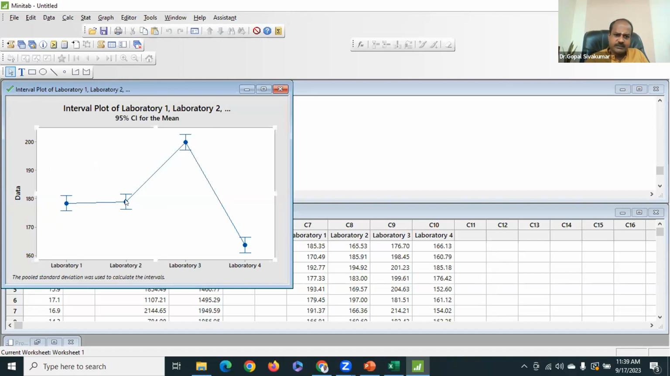Here the value is 178.9. Here 178.3. There is a difference mathematically, but there is no difference statistically. Do you understand now? Mathematically, there is a difference, but statistically, there is no difference. That's all about a test of averages as of now.